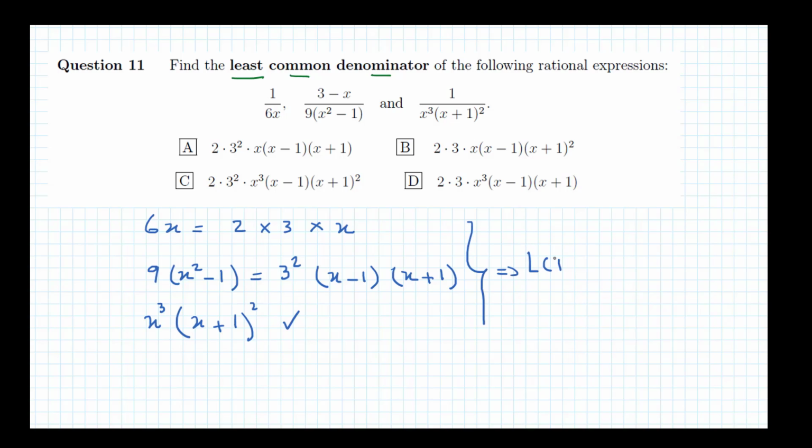Now to find the LCD is very simple. We have to write every single term with the highest power. So between the three polynomials that we have, only 1 two. For 3, the highest power of 3 is 2. So it's 2 times 3 squared. For x, the highest power of x is 3. So times x cubed. X minus 1, there is only 1, so we keep it. And for x plus 1, we have x plus 1 squared. So the LCD is 2 times 3 squared times x cubed times x minus 1 times x plus 1 squared, which is the answer C.